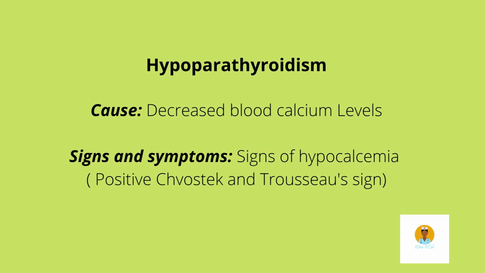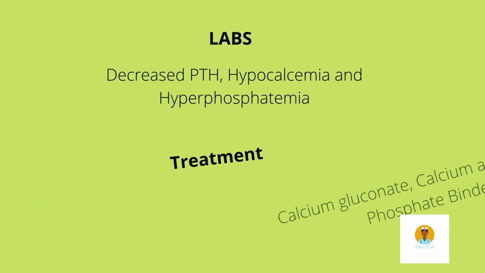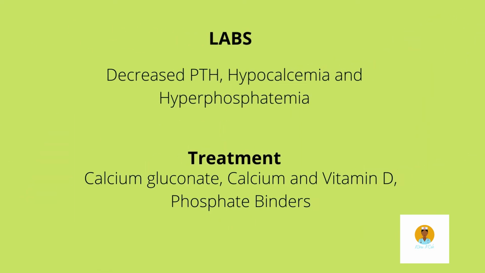So signs and symptoms include hypocalcemia, and the signs of hypocalcemia are numbness and tingling, positive Chvostek's sign, positive Trousseau's sign, tetany, seizures. There's a possibility of dysrhythmias and muscle cramps. The labs, you're going to note a decrease in PTH. The patient will have hypocalcemia, which is calcium levels below 9, hyperphosphatemia as well.